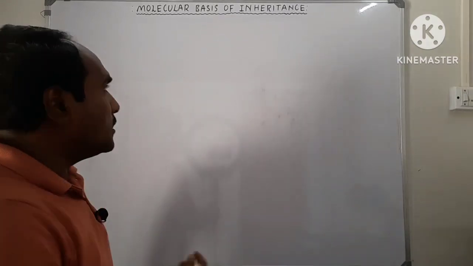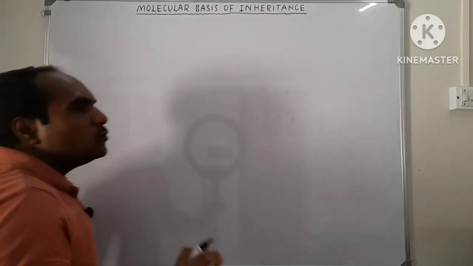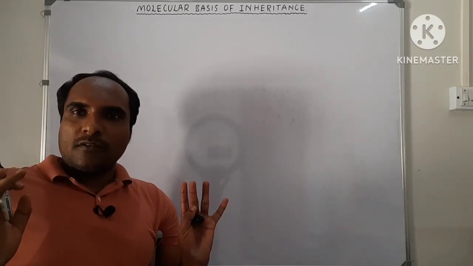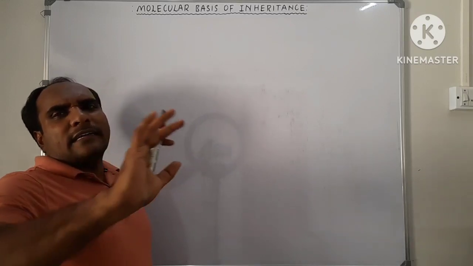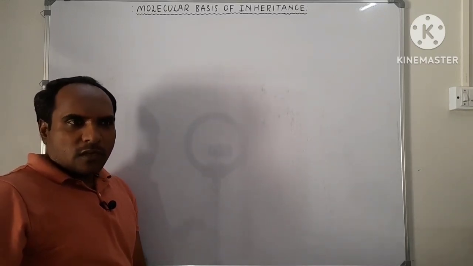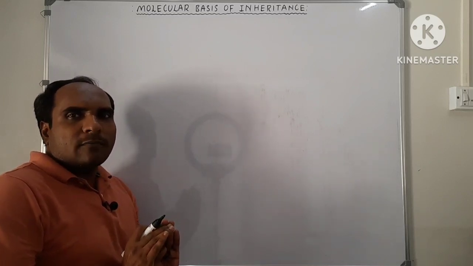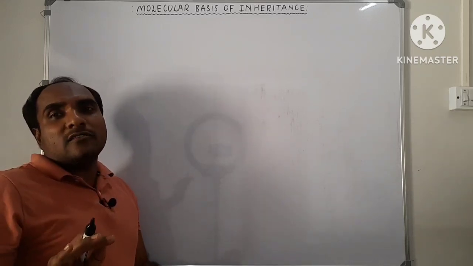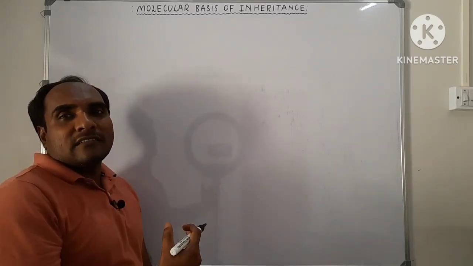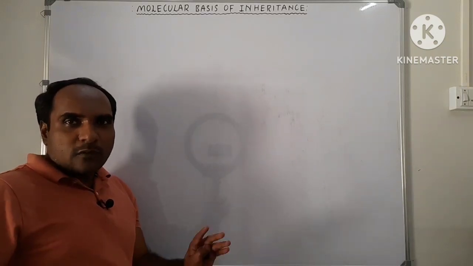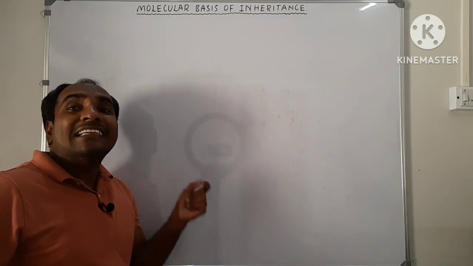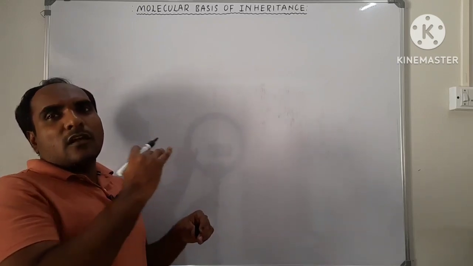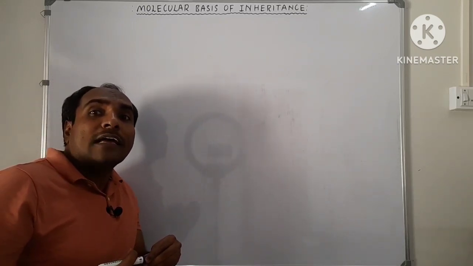Okay, my dear students, now let us continue. We know that nucleic acids are made up of many nucleotides. What do you mean by nucleotide? We know that nucleic acids are made up of a number of nucleotides. That's why we define polynucleotide chain as nothing but nucleic acid. Nucleic acids are nothing but polynucleotide chains. Now my question is, what is the meaning of nucleotide?